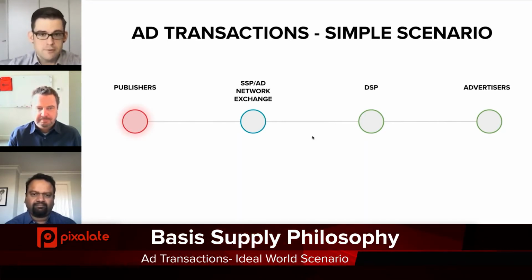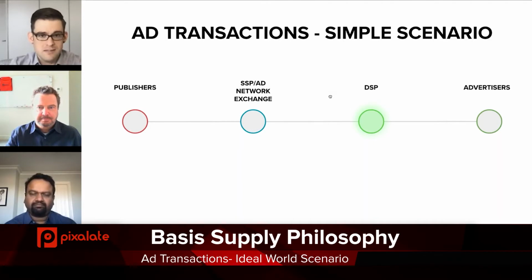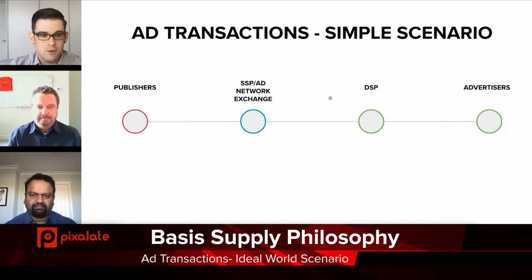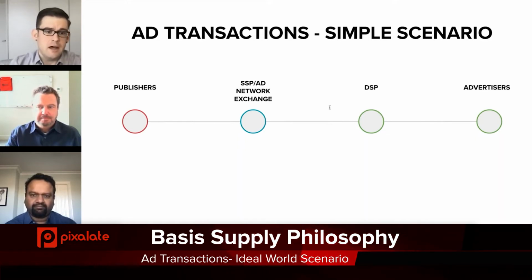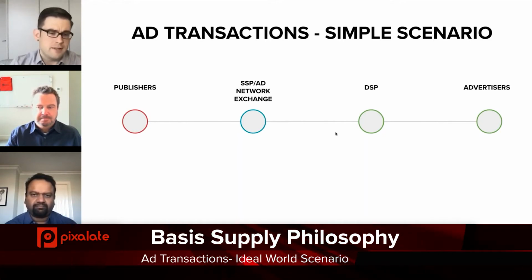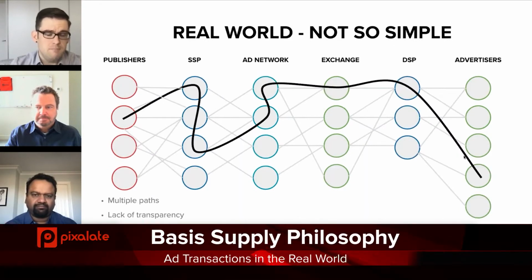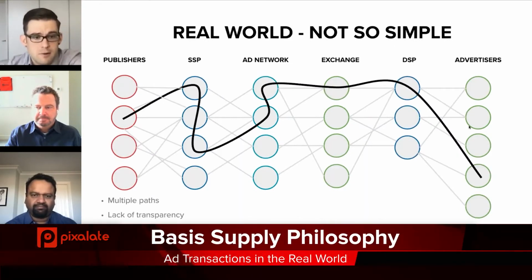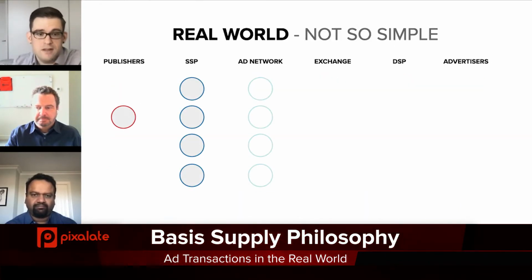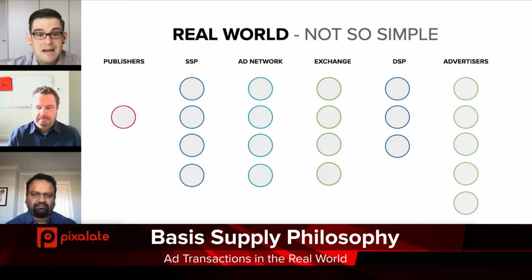You have publishers who work directly with ad exchanges or SSPs. And those ad exchanges or SSPs work with DSPs, and the advertisers or their agency works with the DSP. And it's nice and simple, and it's easy to follow the money. But in the real world, it turns out to not be quite so simple. So in the real world, as the next slide shows, there are, in many cases, a large web of intermediaries involved in bringing ad impressions to market.